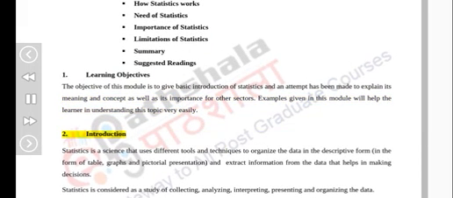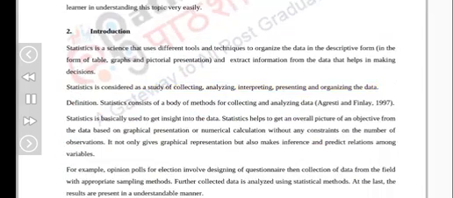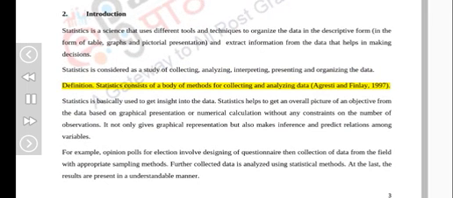2. Introduction. Statistics is a science that uses different tools and techniques to organize the data in descriptive form, in the form of tables, graphs and pictorial presentation, and extract information from the data that helps in making decisions. Statistics is considered as a study of collecting, analyzing, interpreting, presenting and organizing the data. Definition. Statistics consists of a body of methods for collecting and analyzing data.